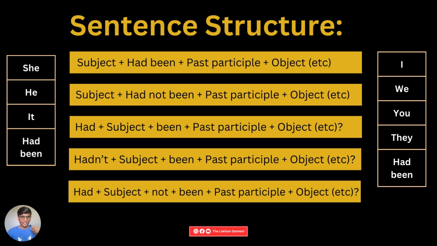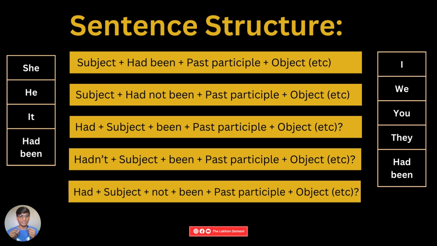So, sentence structure. First of all, you have to understand that whether the subject is he, she, it, or I, we, you, they, you always have to use had been, right? That's it. In the affirmative or positive sentence structure formula, it is: subject, had been, past participle, and object. There are a few things to understand. First, you have to put together the helping verb, had been. Second, past participle. Past participle is actually the third form of the verb.